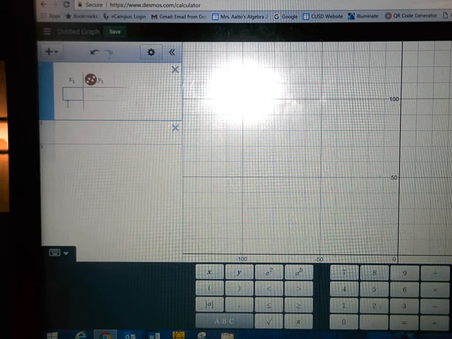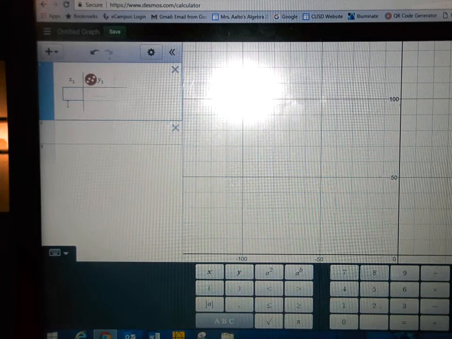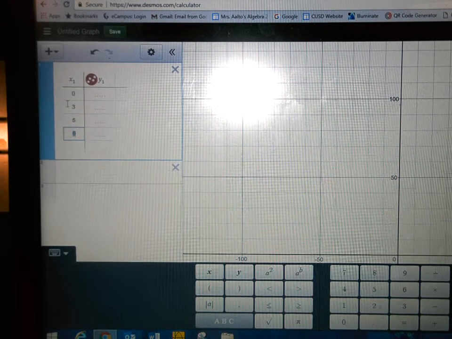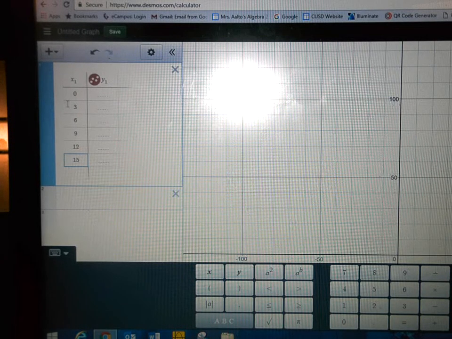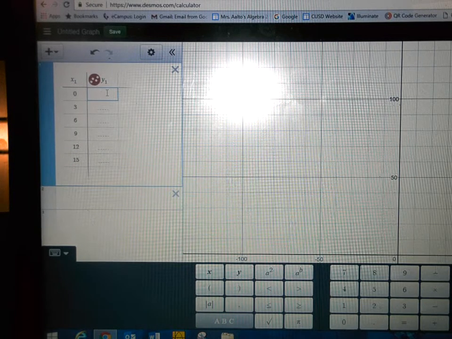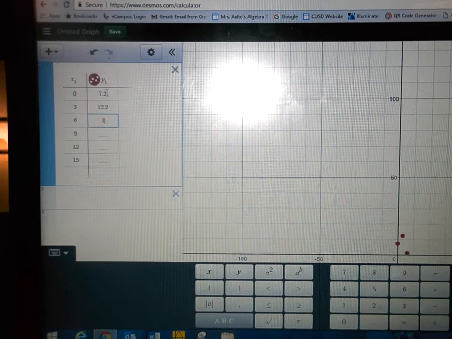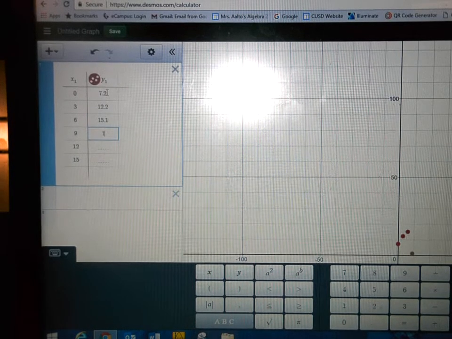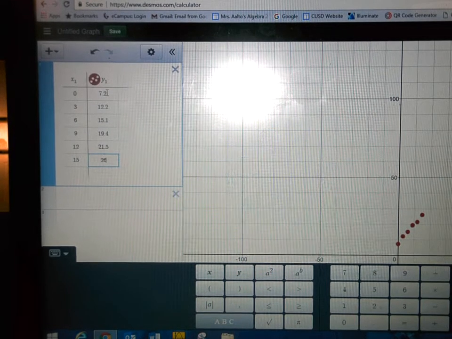Okay, now I find the easiest thing to do is go in and put all of my x values, because I can just enter down and then put all my y values in. So I'm going to use this table. I'm going to type in my x values. So I have 0, 3, 6, 9, 12, 15. Then I'm going to go to my y values here. 7.2, 12.2, 15.1, 19.4, 21.5, and 26.3.